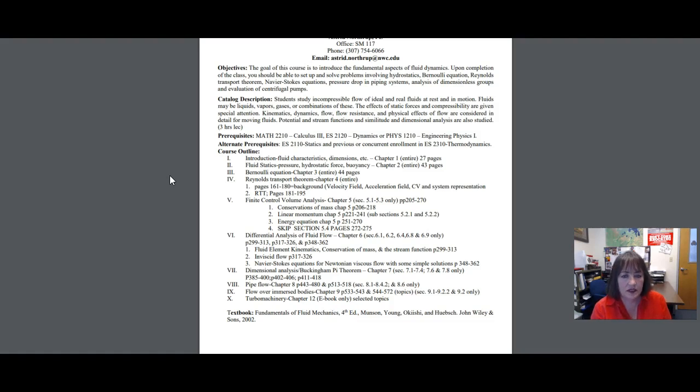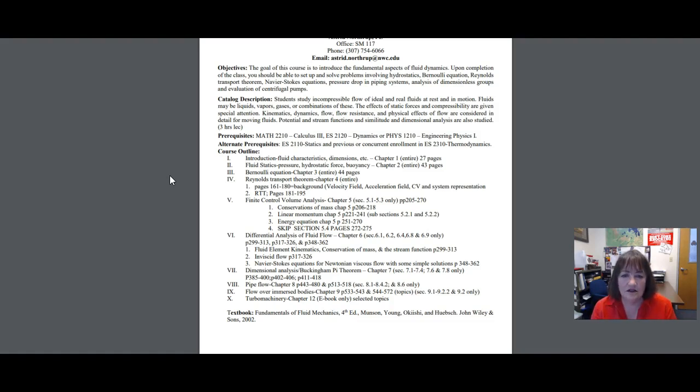Students study incompressible flow of ideal and real fluids at rest and in motion. Fluids may be liquids, vapors, gases, or combinations. Multi-phase fluids are kind of beyond the scope of this class, but they're pretty cool and lots of fun to study, so some of you will have that opportunity later on, and this course will form a basis for you to get ready to do that.